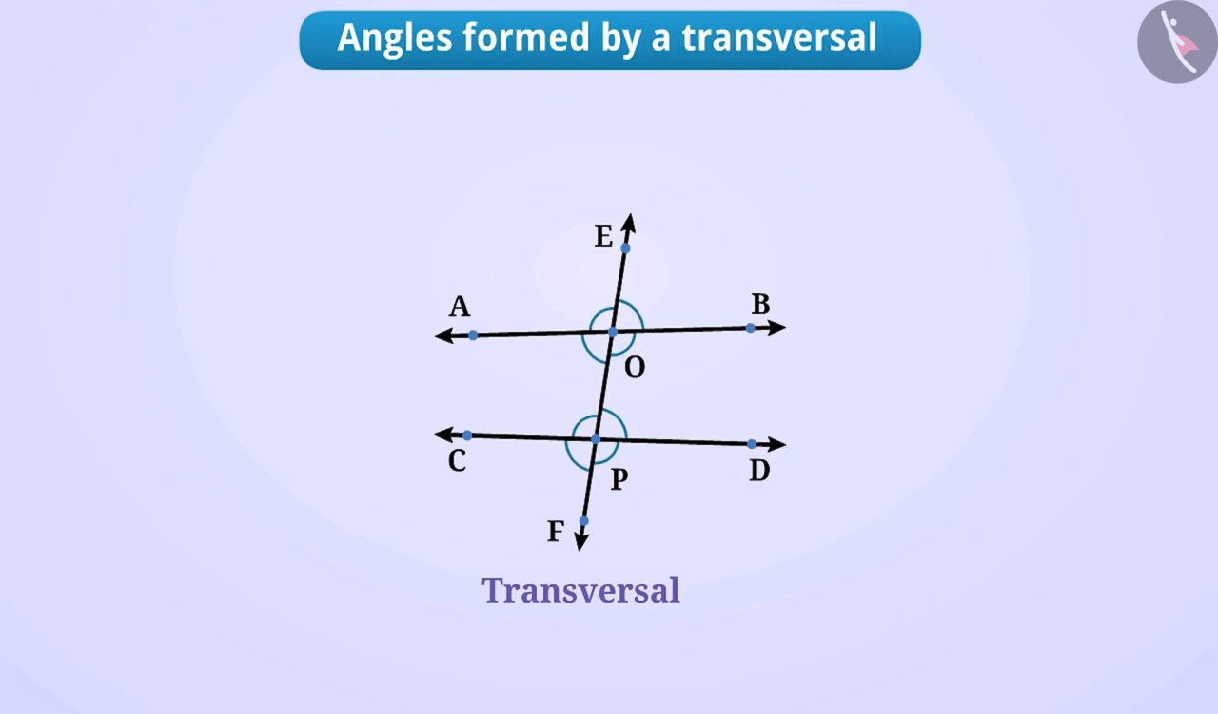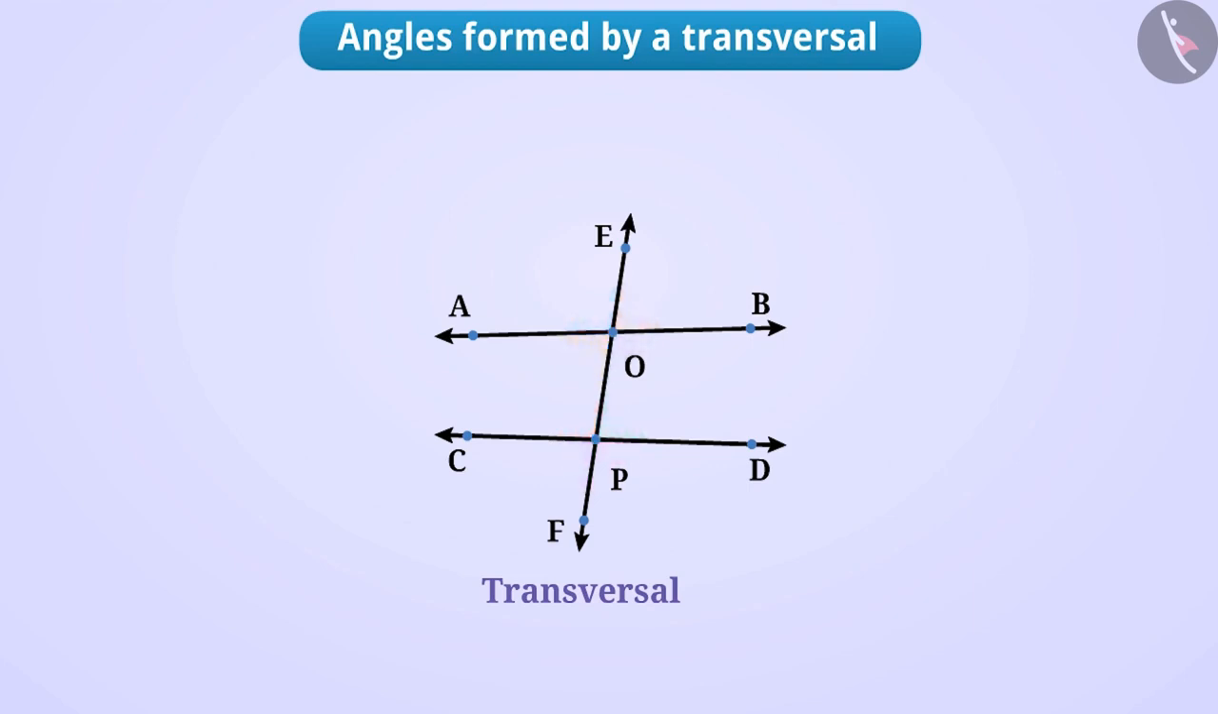When we draw two lines AB and CD and a transversal EF of these two lines, which intersects the line AB at O and line CD at P, then we will obtain the angles shaded here. Their names are angle AOE, angle EOB, angle AOF, angle BOF, angle CPE, angle DPE, angle CPF and angle DPF.